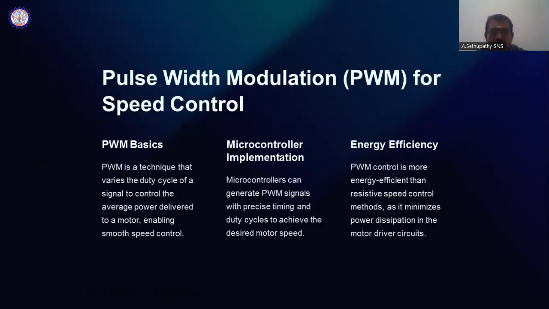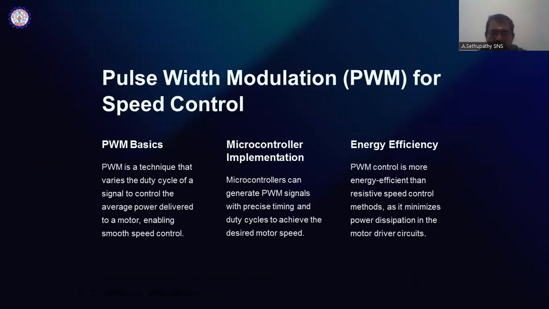So, pulse width modulation for speed control. That is called PWM, pulse width modulation. The basics of PWM: it is a technique that varies the duty cycle of a signal to control the average power delivered to a motor, enabling smooth speed control. So this controls the power system and the motor will run smoothly.